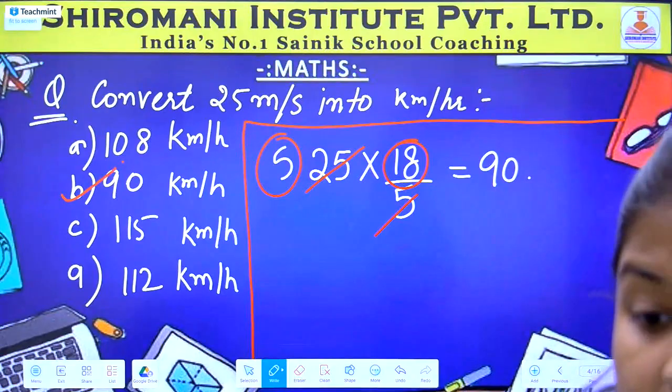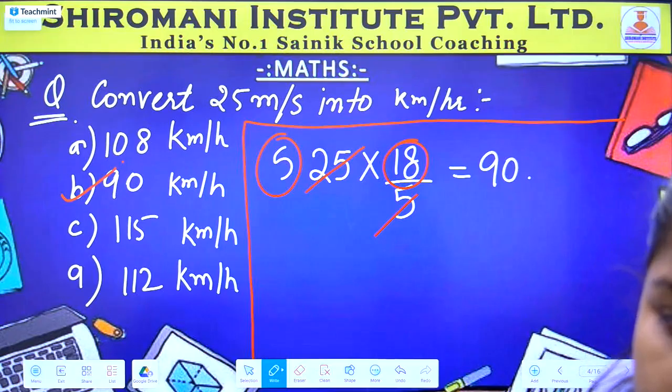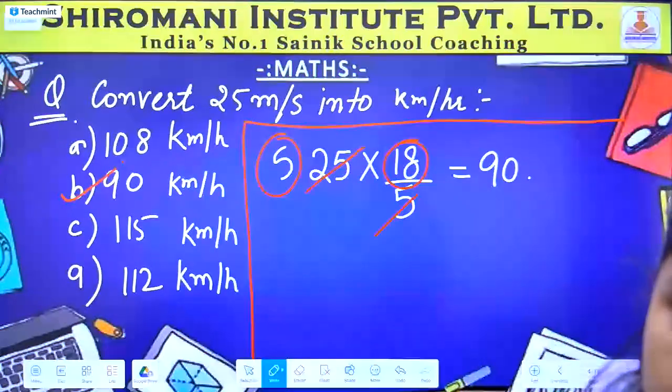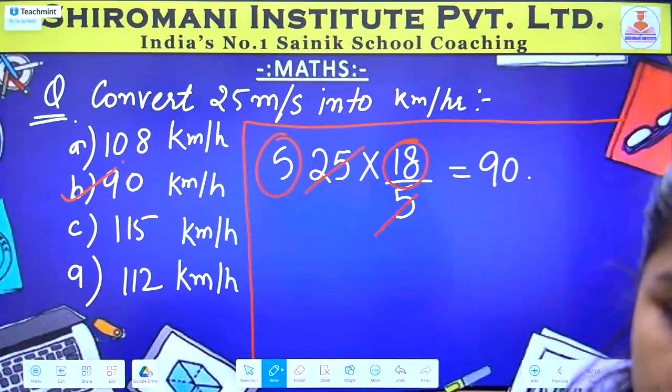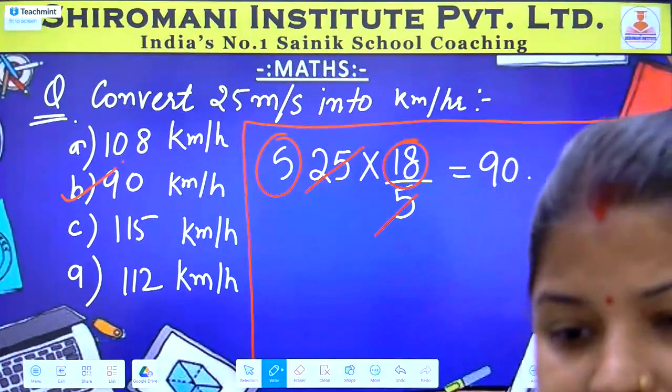Means if 25 meter is given in the question, if there would be 35 meter, we would multiply 18 from 35 only. Yes, beta. Yes, Dhanvit.